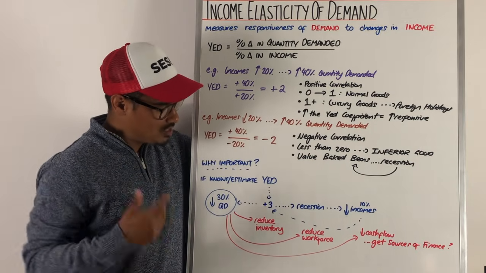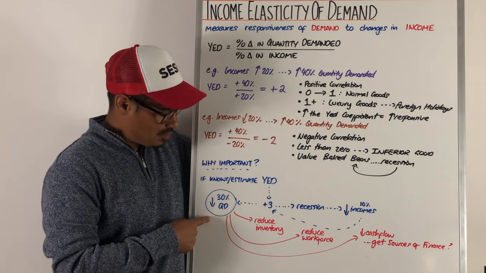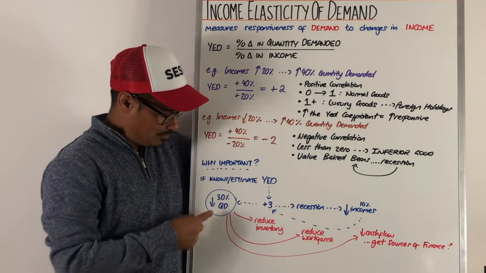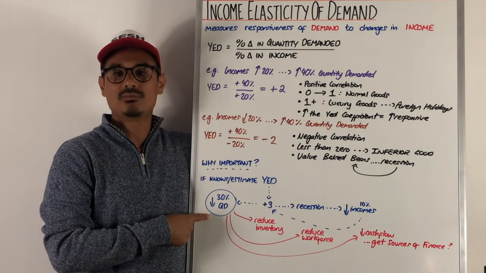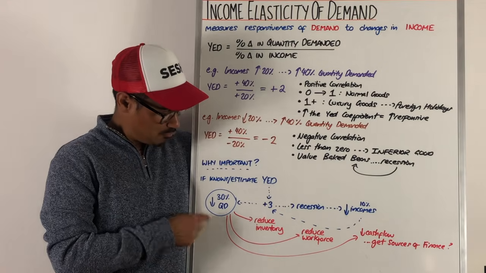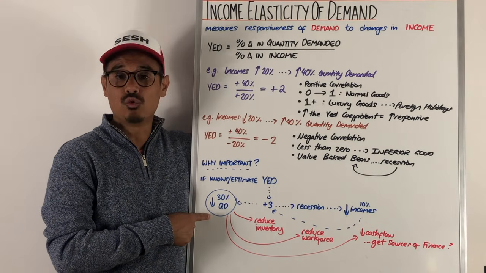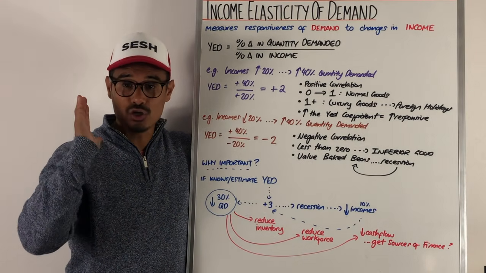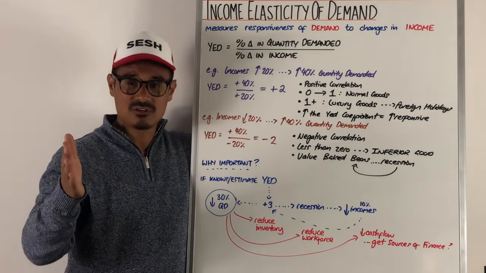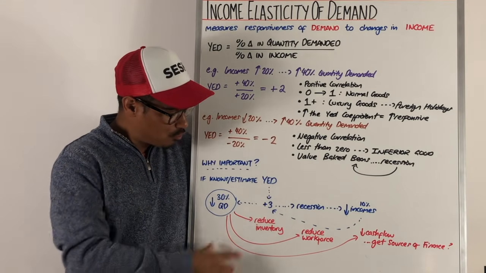You know your YED, or you estimate your YED, is plus 3. Well, that means if you just reverse that formula, quantity demanded for your product is likely to fall, because a recession is down the line. You are a luxury good, it's a positive correlation, so quantity demanded will fall by 30%.